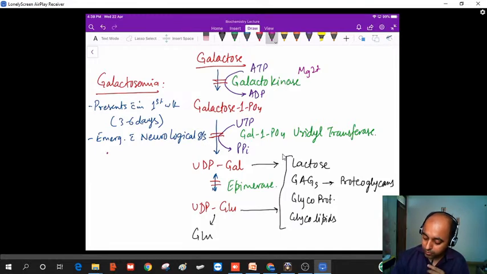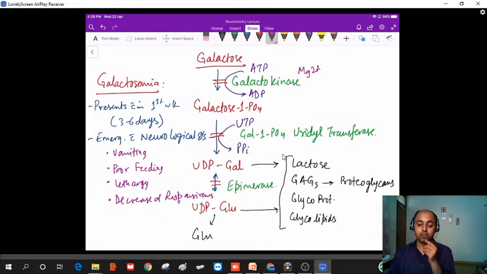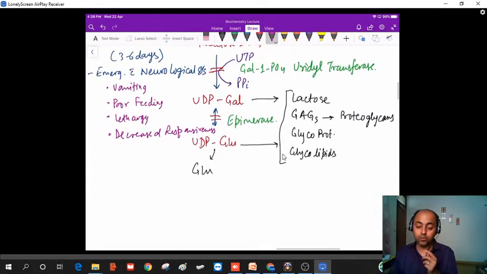What are they? Vomiting, poor feeding, lethargy, decreased responsiveness. So similar neurological findings are there, but please note the age of presentation. These children will present in the first week of life, whereas in HFI the children were presenting after 6 months, when you add the fruit to their diet, then they were coming to you.